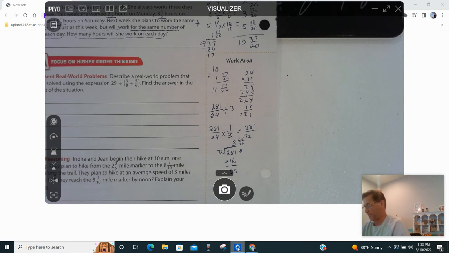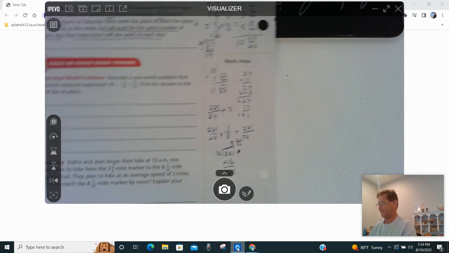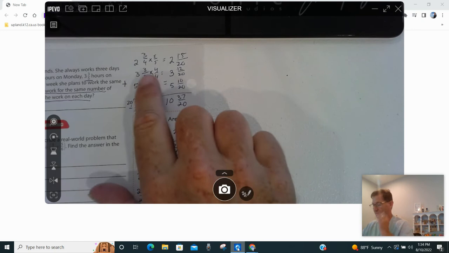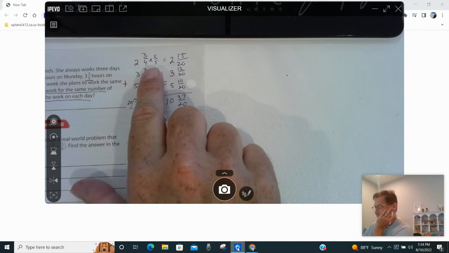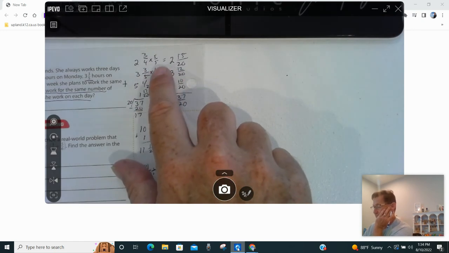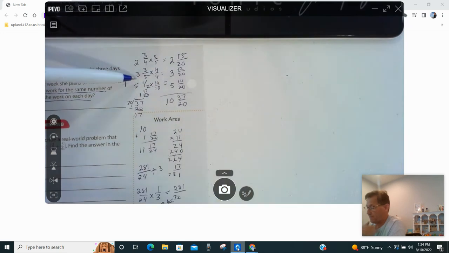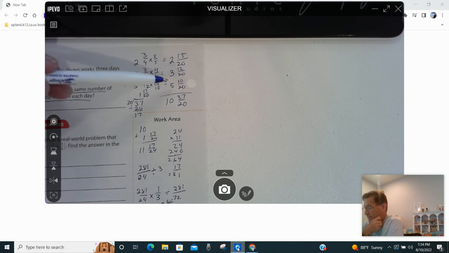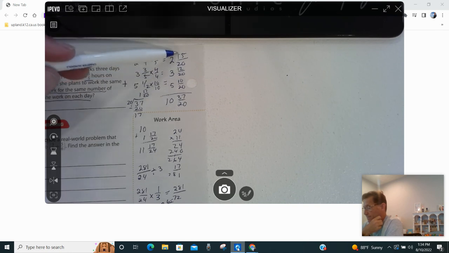Okay, I came up with 3 and 65 seconds, 70 seconds hours. I want to double check that. So I'm going to go back. 2 3/4 turns into a fraction, which would be 2 15/20. 3 12/20 is the same as 3 3/5. 5.5 is the same as 5 10/20.